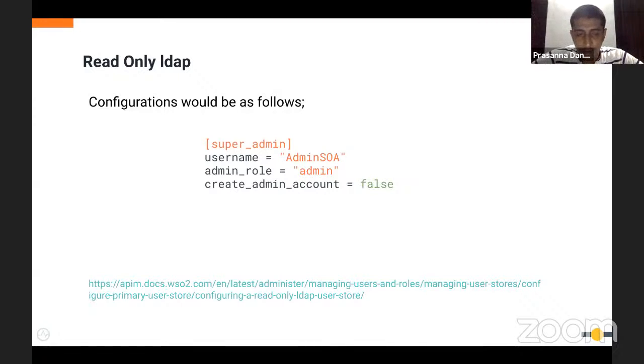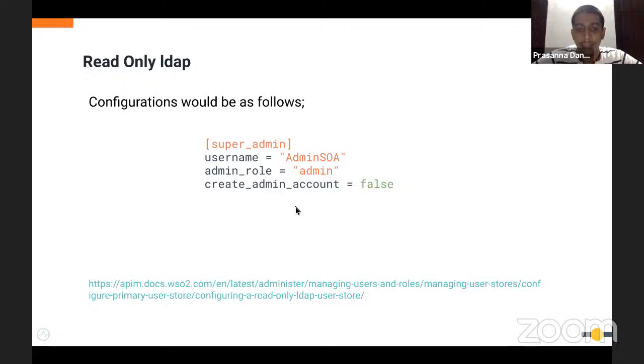Just to briefly describe the 3.2.0 configurations, the API Manager latest version, all the configurations can be added in a single file that is located at API Manager product home repository conf deployment.toml. In that deployment.toml file, you can specify the super admin element. Under the super admin element, the username should be the username that you have taken from the read-only user store, and the admin role is admin.